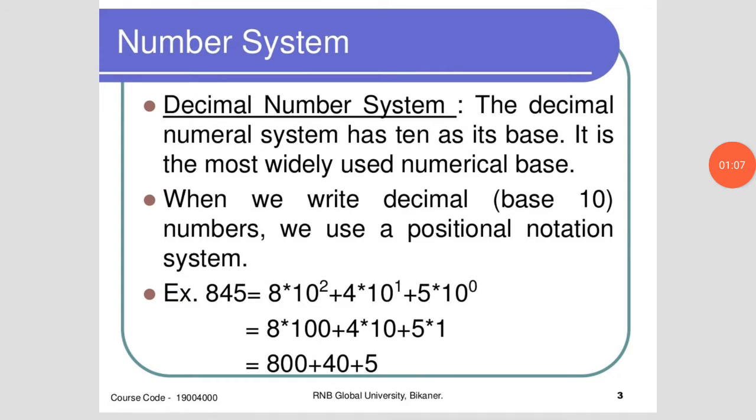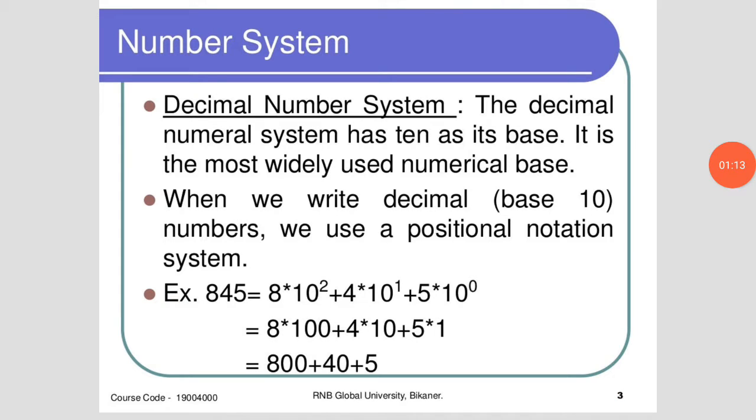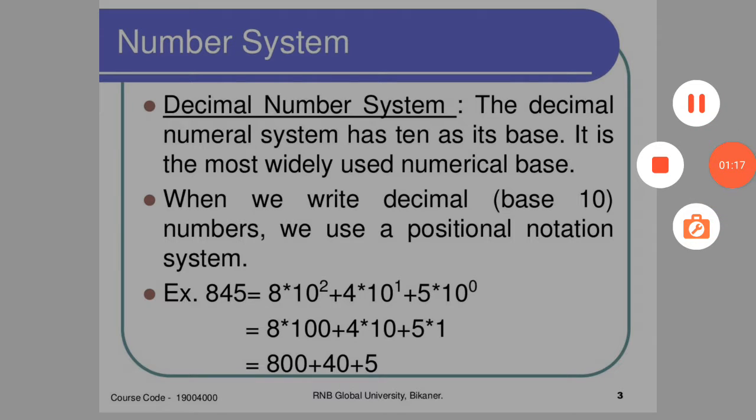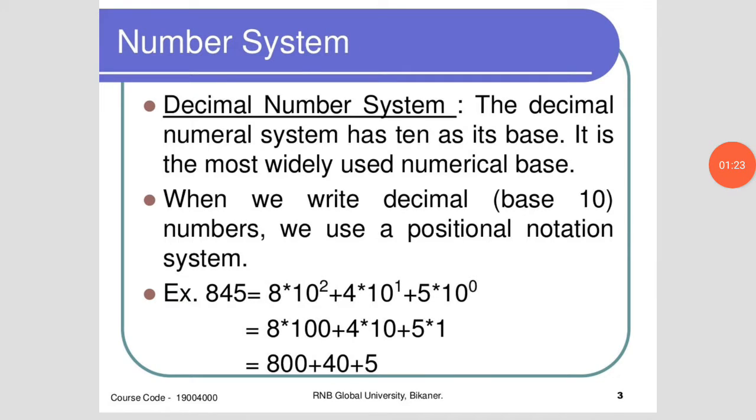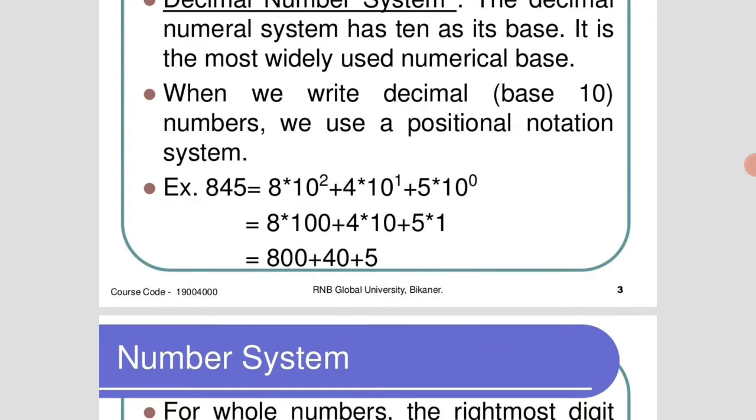8 into 10 raised to 2 plus 4 into 10 raised to 1 plus 5 into 10 raised to 0. So 8 into 10 raised to 2 is 8 into 100, then plus 4 into 10 raised to 1, 10, plus 5 into 10 raised to 0, 1. So 8 into 100 is 800, plus 4 into 10 is 40, plus 5 into 1 is 5. 800 plus 40 plus 5 is 845, the decimal number.